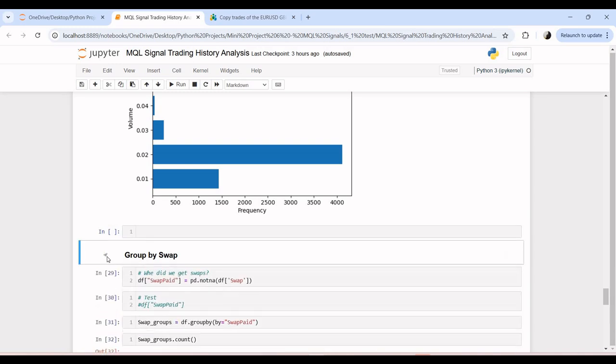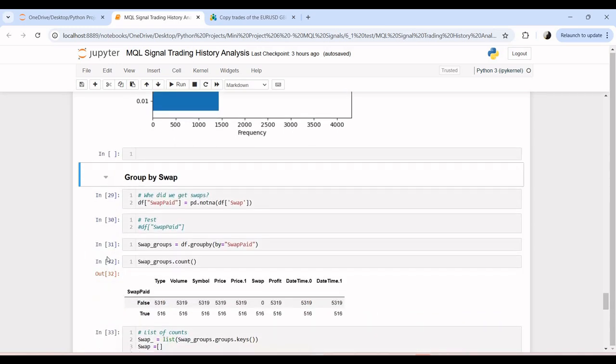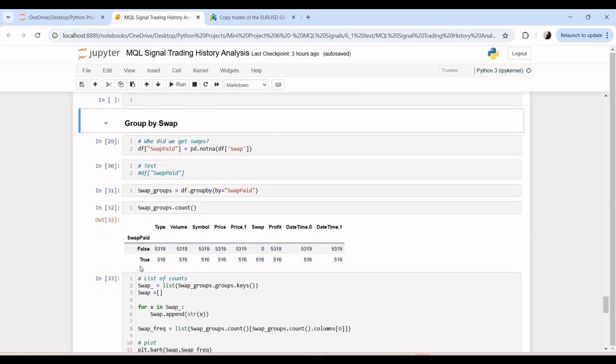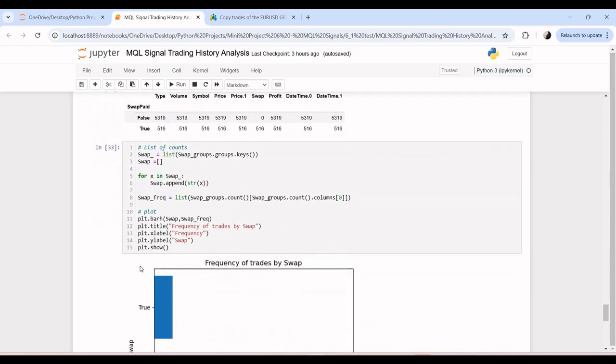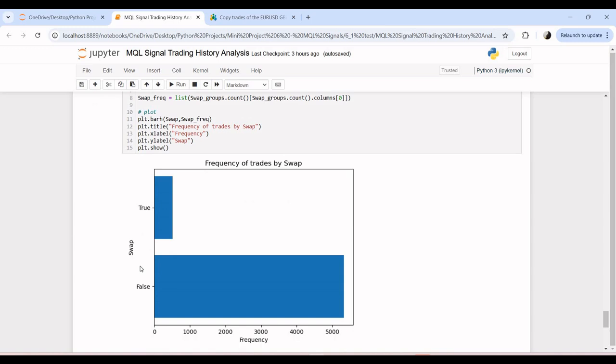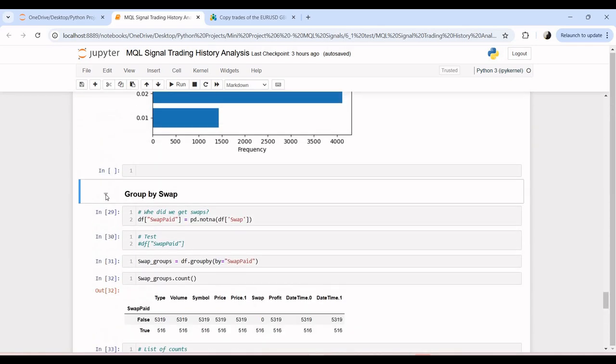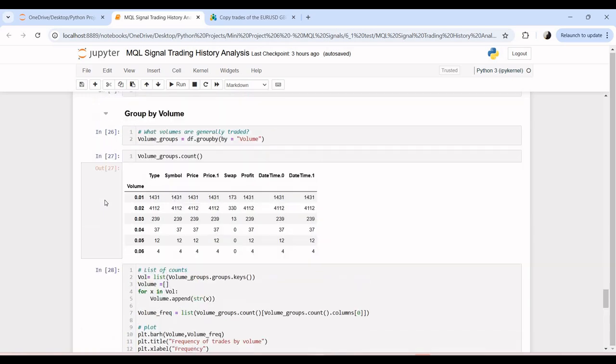Looking at the grouping by swap, this tells us whether a trade has gone overnight or not, and thus whether the swap rate has been paid or received. So here we just split that into true and false. So has there been a swap paid or not? And we see that the vast majority of the time no swap has been paid. So most of the trades are being opened and closed within the same day. So this tells us that this is more of a day trading type of account or strategy.